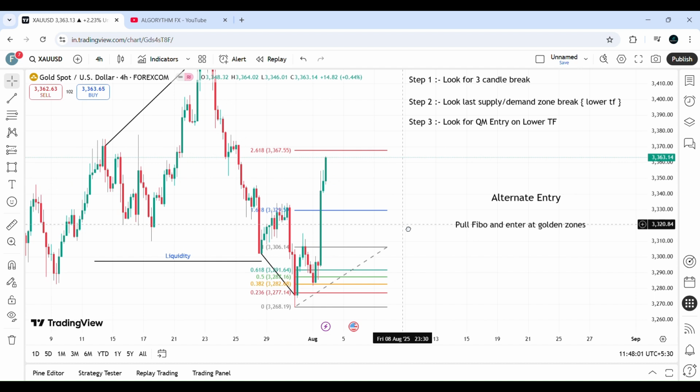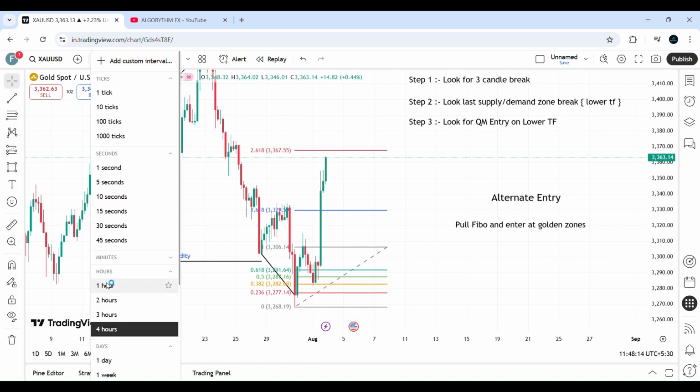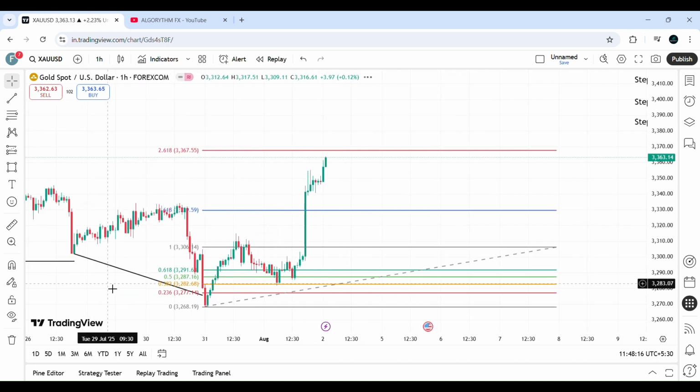You could take more entries, more trades like this. Just keep on practicing. Make sure you see a liquidity grab. That is very important. And second, go to a lower time frame. That is, if you're using 4-hour, go to 1 hour. If you're using 1 hour, go to the 30-minute, like that.